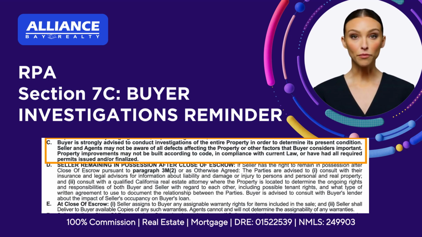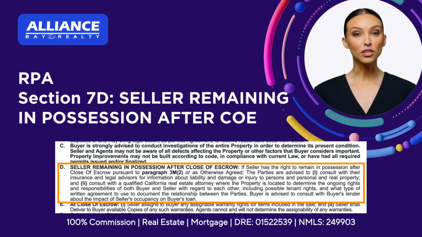Action items are: 1. Order general inspection, roof, sewer/lateral, chimney, pest, and permit history checks as appropriate. 2. When material defects are identified, the buyer should request repairs or credits in writing before the expiration of the contingency period. Section 7D, Seller remaining in possession after close of escrow.